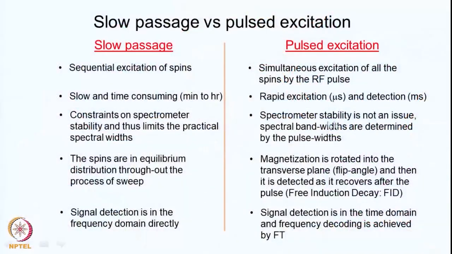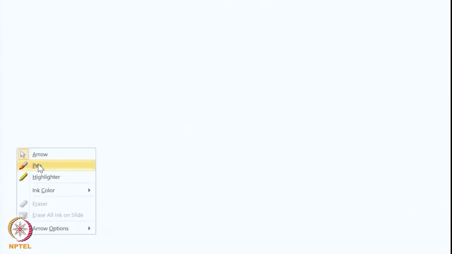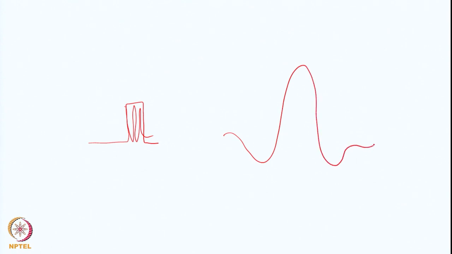Whereas here, spectrometer stability is not an issue because you are collecting the data in about a few milliseconds. Spectral bandwidths are determined by the pulse widths. You remember we had the pulse widths, which are typically of the order of 5000 to 6000 hertz, and that can be readily excited. When we applied a pulse like this, here you have the RF going on for a short period, and the response of this was something like this. This is the mean frequency omega naught of the RF, and this is the area which is quite substantial, and this one is approximately equal to 1 by tau.